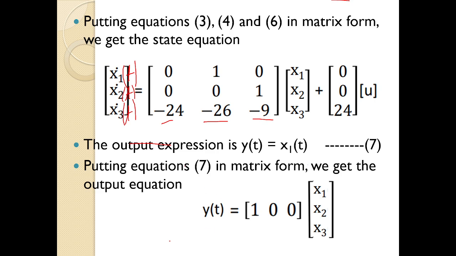Now what is our output? y of t. y of t is equal to only x1 of t. What about the x2 and x3 coefficients? They will be 0. So y of t is equal to 1, 0, 0 times x1, x2, x3 in another matrix. So it is in matrix form.